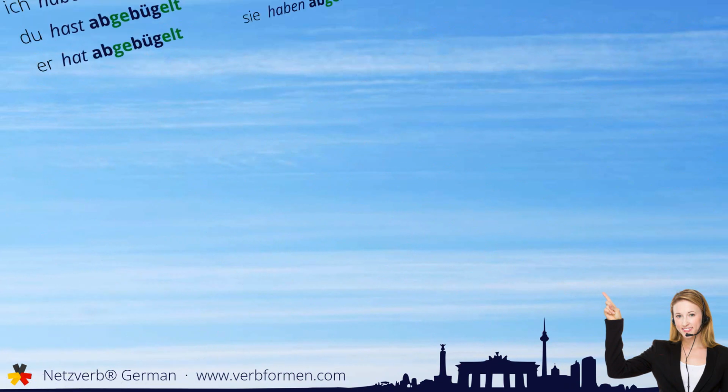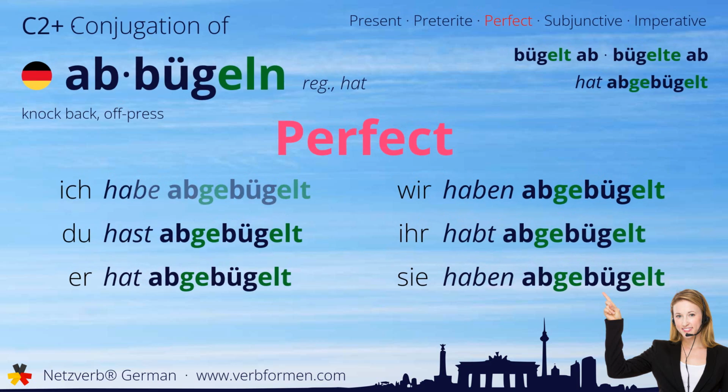Let's continue with the present perfect. Ich habe abgebügelt. Du hast abgebügelt. Er hat abgebügelt. Wir haben abgebügelt. Ihr habt abgebügelt. Sie haben abgebügelt.